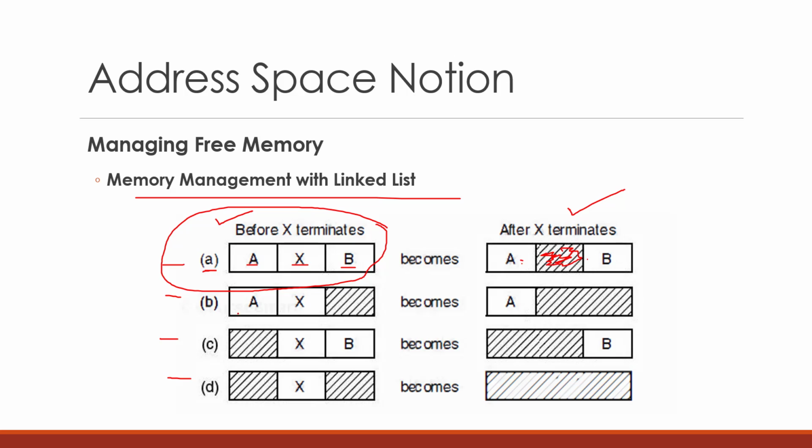What if we have a case where we have only 2 processes, A and X, and this is already a free space? Now if X terminates, this is the figure after X terminates, and this is going to be our free space. So compaction will happen in case we need compaction, and we get a free space. And similarly, we get a free space like this, and a free space like this.